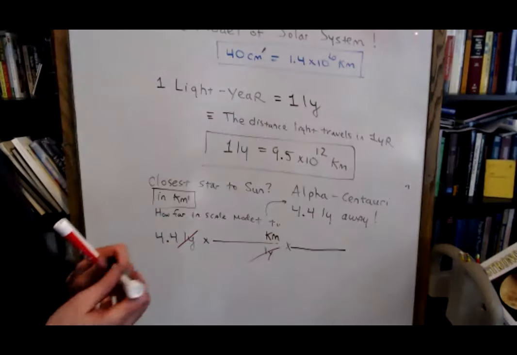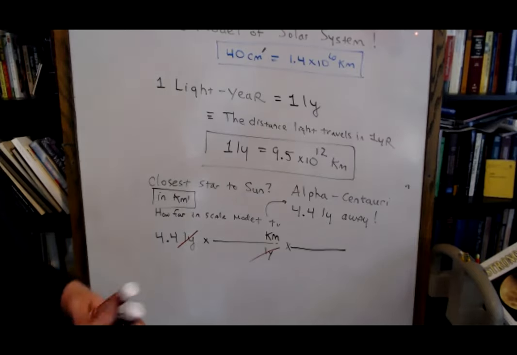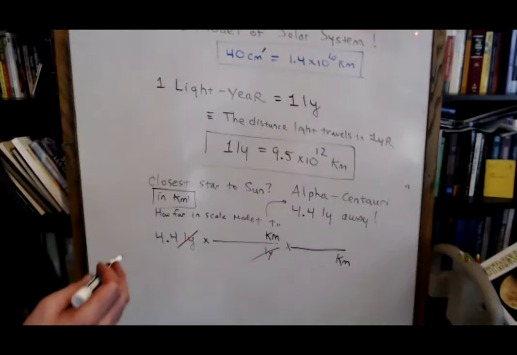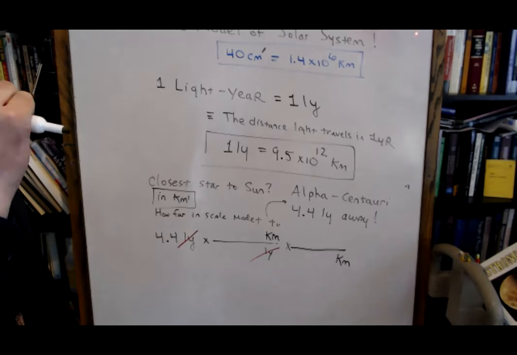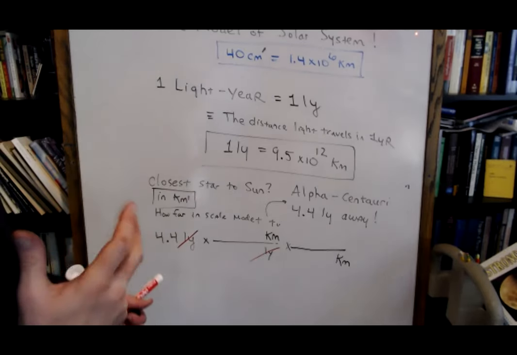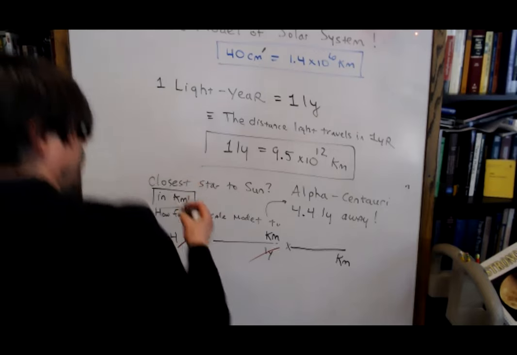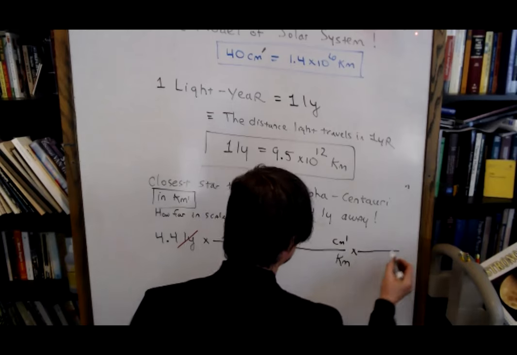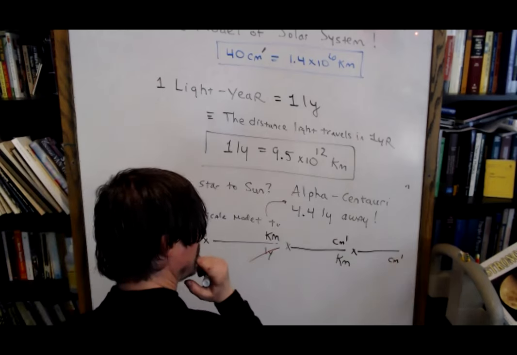Let's make this a free-for-all. Where do I go from here? Put kilometers on the bottom of the division bar. Right. And on the top? We got to get into some kind of prime units here. Fake centimeters? Sure. Let's keep going from there. And then fake centimeters on the bottom. And then fake kilometers on top.